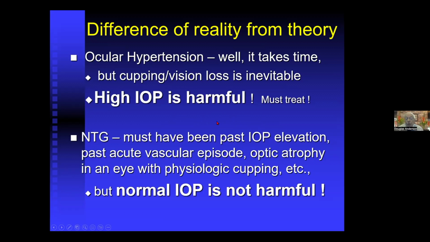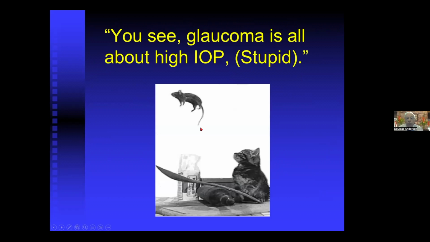And now, as you see them, they have cupping of the disc that is typical of glaucoma and visual loss, but the pressure is normal. But it wasn't normal before. That was the rationalization. They didn't need to be treated, however, even though they had cupping and field loss, because now they have a normal pressure, and that's not harmful. You see, glaucoma is all about being high, stupid.